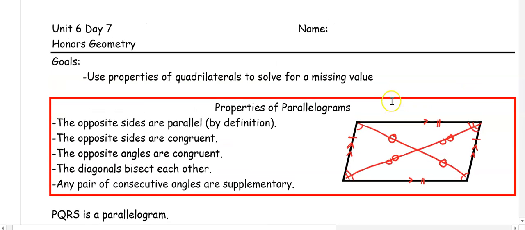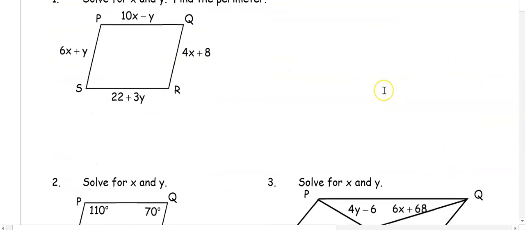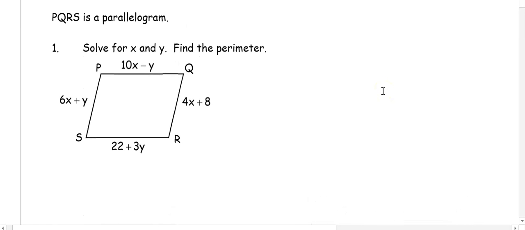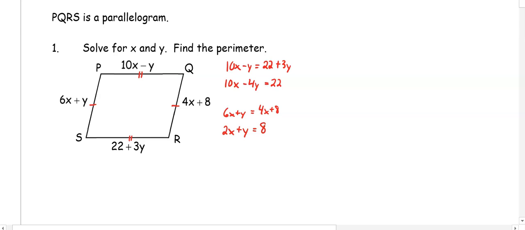So let's use these properties to solve for variables. So in number one, we want to solve for x and y, and we want to find the perimeter. So in this case, in our parallelogram, our opposite sides are going to be congruent to each other. So we have 10x minus y is equal to 22 plus 3y, which we can change into 10x minus 4y equals 22. And then we have 6x plus y is equal to 4x plus 8. So we get 2x plus y is equal to 8.